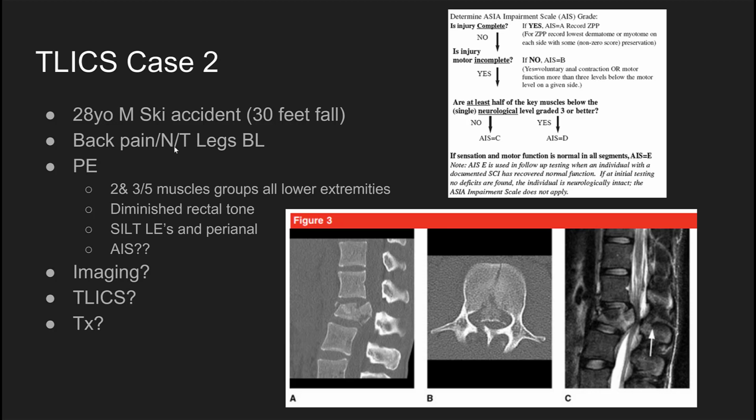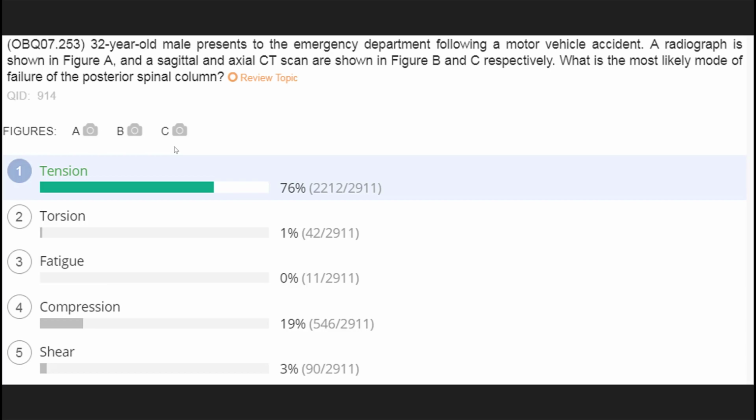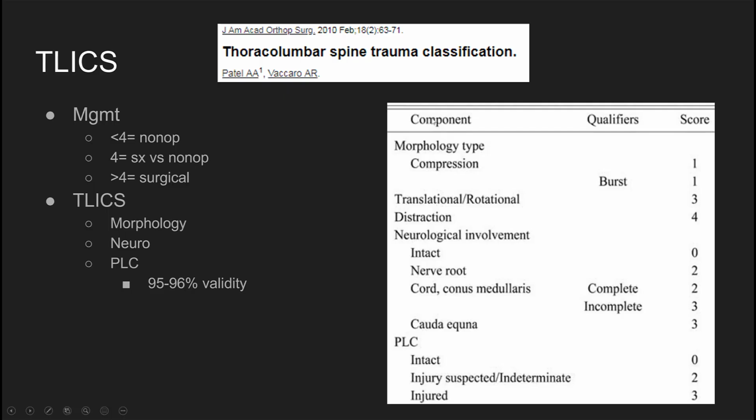So imaging here, figure A, you got that CT scan. So burst, right? So that's 2. They're incomplete cord injury, so that gives them a 3. Let's go back to the chart. Yeah. So let's see, morphology. It's a burst. Mm-hmm. So that's confusing. He's not distracted. Yeah, it's confusing. It's because that's +1. Oh, I see. So he gets 2 there. Yeah, exactly. He gets 2 there.